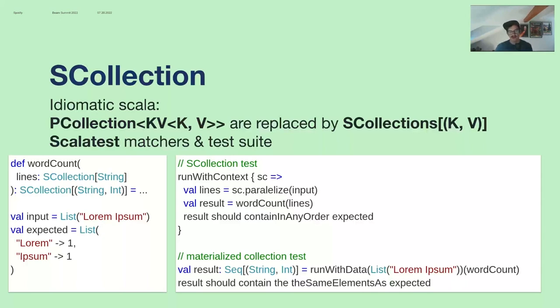Then you have this nice syntax to assert that result should contain in any order expected. So contain in any order is a matcher that works on SCollection. And another possibility is actually to materialize your collection, so it returns a normal Scala sequence. So you use run with data instead of run with context. This one takes first a Scala collection and then the function that transforms this and returns an SCollection, and it materializes the result. And then you can use the ScalaTest matcher, which is contain the same elements as expected. So both tests are quite equivalent. One asserts on the SCollection directly, and the second one on the Scala collection.